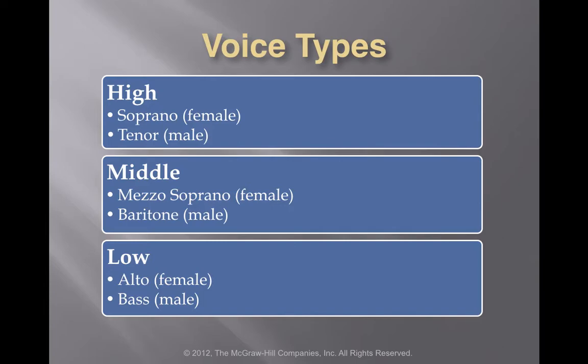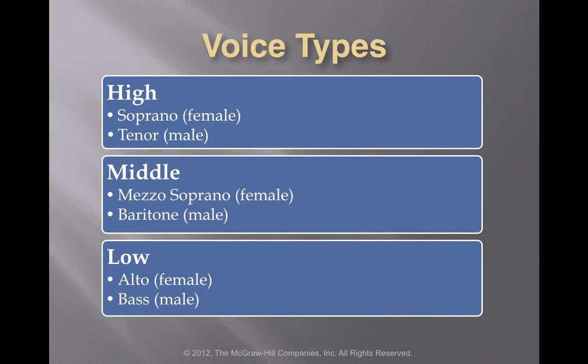First, we start with voice types, which, like the instruments, are arranged in high, middle, and low ranges. These ranges apply to the various instrument types as well. So it's very easy to think of your voices and your instruments in these various categories, especially just high and low. If you are a part of a choir, you have definitely seen these terms before.